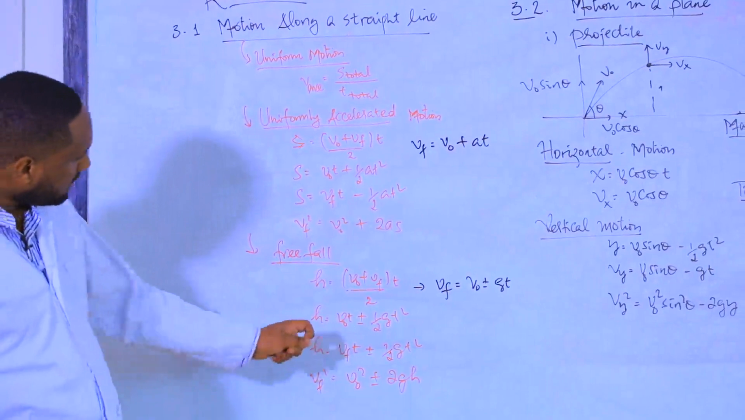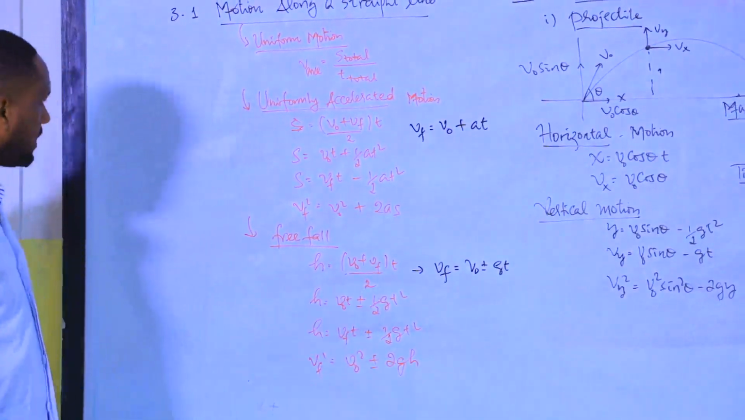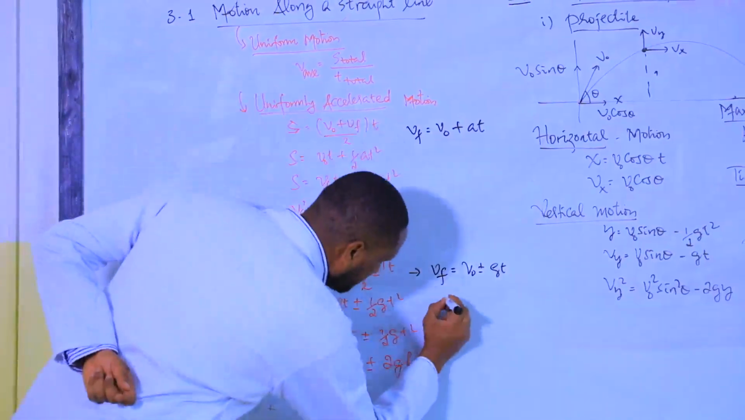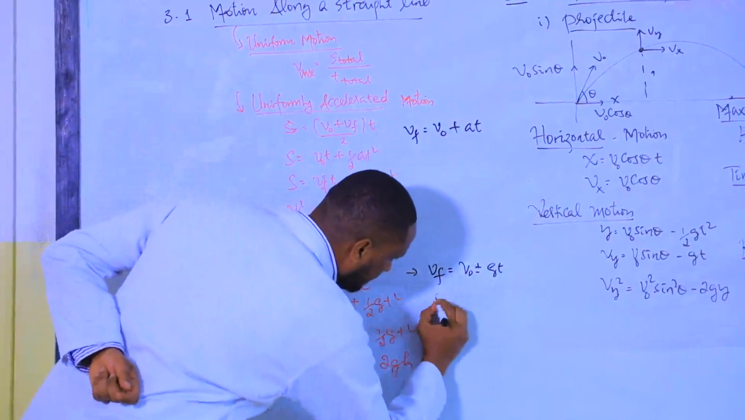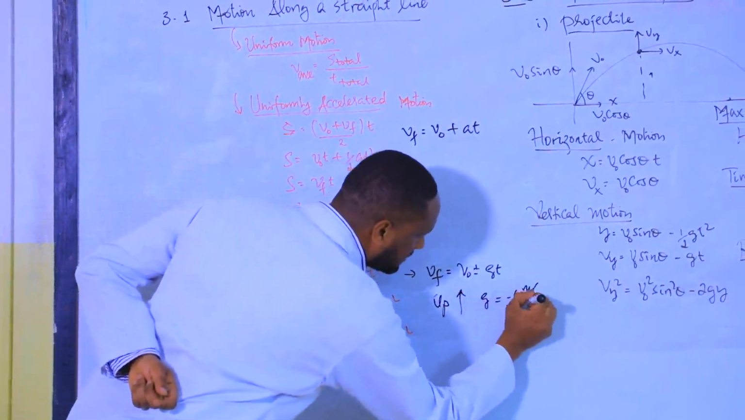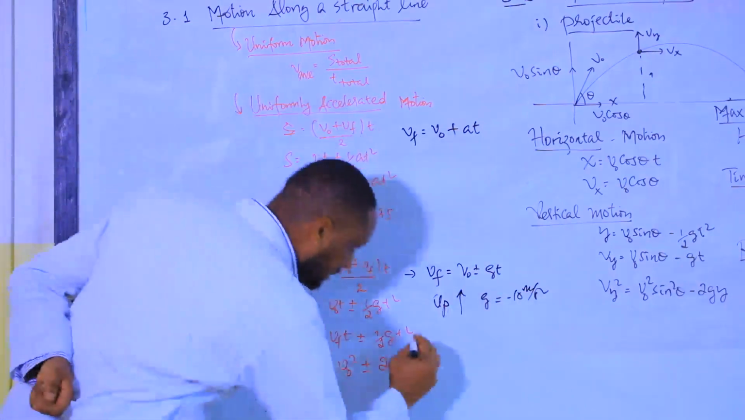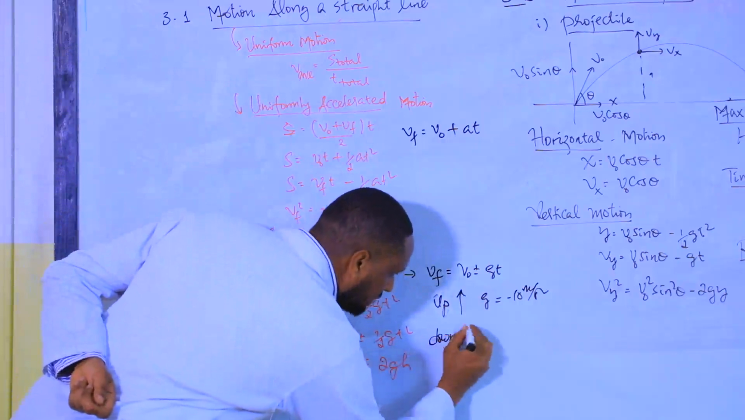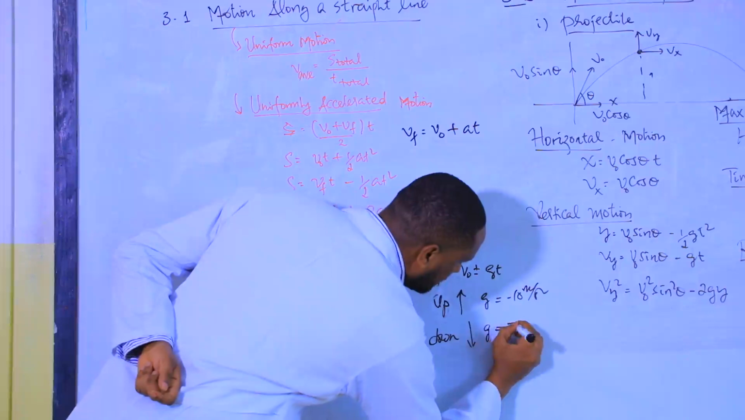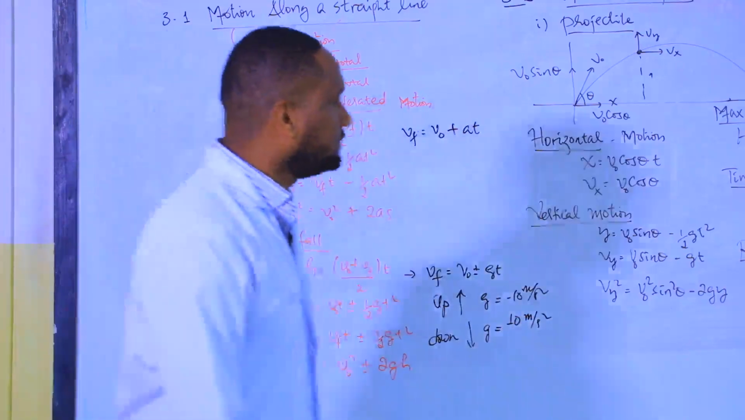But as you can see, we have used here plus or minus. This is because an object may go up or down. So if the object is moved against gravity, so if it's an upward motion, g is negative. For mathematical simplicity, we usually use 10 meters per second square. But if the object is moving downward, since it's moving towards the gravitational pull of the earth, then we consider g as positive 10 meters per second square, okay?